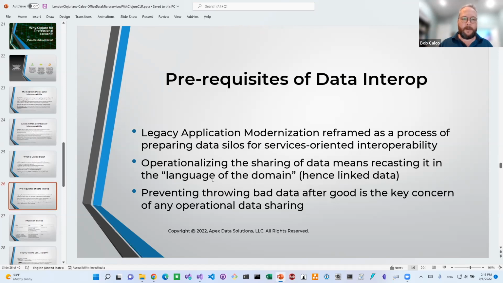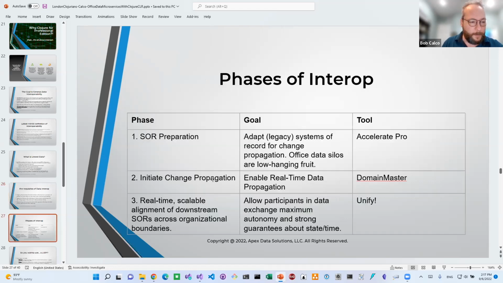What do we need to have data interop? Well, first of all, we have to reframe what legacy app modernization is. I talked about that. We have to come up with a way to operationalize the sharing of data. This means the data that's going across the wire has to be written in the language of the domain. And here too, the semantic tools from RDF give us a way to do that. It's really important to prevent throwing bad data after good. That's the key concern of any operational data sharing, and it prevents a lot of data sharing, because people really don't trust each other's data very much when they talk about sharing. They really talk about collaborative curating. And that's really what our solution is built around.